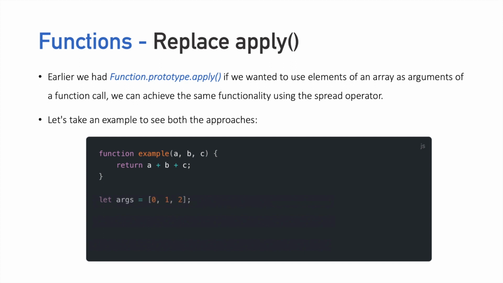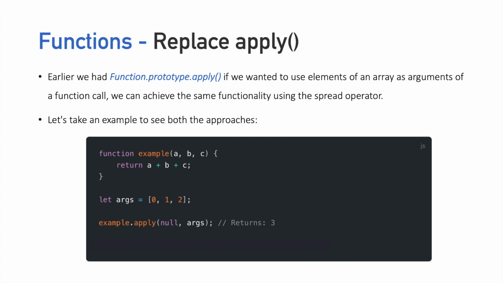Next, let's create an arguments array with elements 0, 1 and 2 which we want to pass as arguments to our function. Now we can pass the elements of this array as arguments to the function example by using the apply method and invoking the function call. So we will write this as example.apply where we pass this reference as null followed by the array of arguments. And when we execute this, we get the output as 3, which is the addition of all 3 elements.